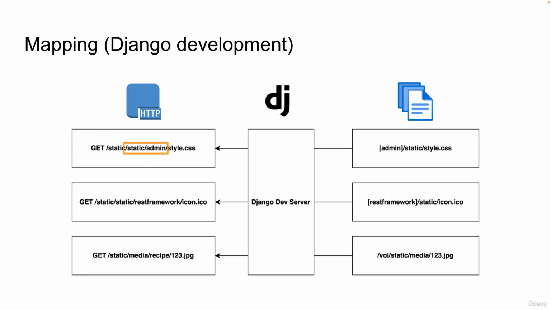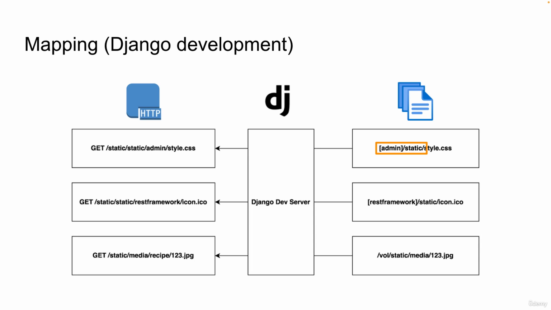And it does it by taking a look at the URL. So here we have the static URL, static/static/admin, and that finds the admin app in our project, and it retrieves the file from the static directory of that app automatically. So this has to be an app that's enabled inside our settings.py installed apps.